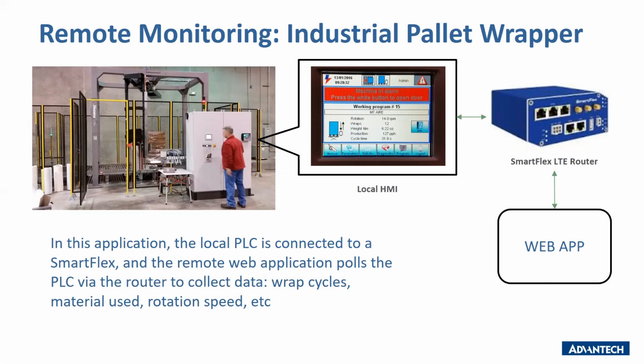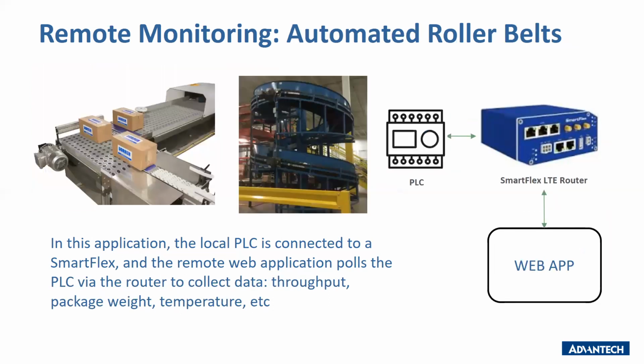So they've got a web application that connects to the local HMI. Again, this has web access VPN written all over it, right? Connected through the SmartFlex to the local HMI device, and gathering this information, wrap cycles, the material, how much is being used, and so forth. Okay, SmartFlex industrial pallet wrapper. This is in the eastern United States.